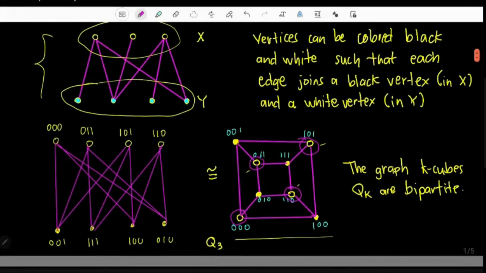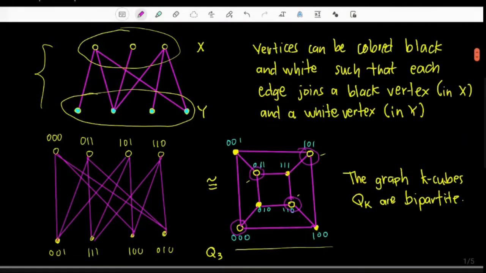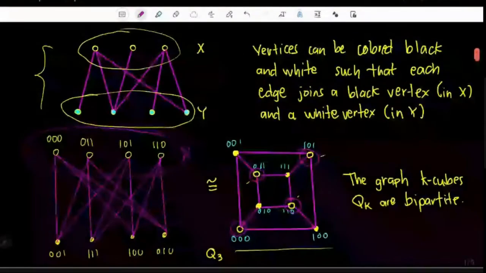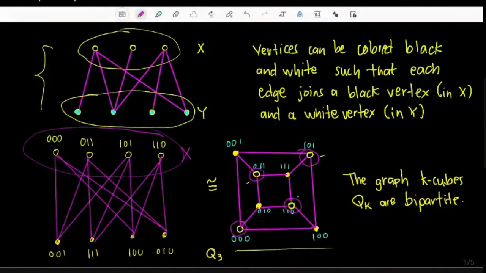So, in this representation of Q3, we can easily see that one set X, composed of (0,0,0), (0,1,1), (1,0,1), (1,1,0), is independent, meaning there's no edge connecting any two of its vertices. And the other set Y is composed of (0,0,1), (1,1,1), (1,0,0), (0,1,0). Also, no two vertices in Y are adjacent.